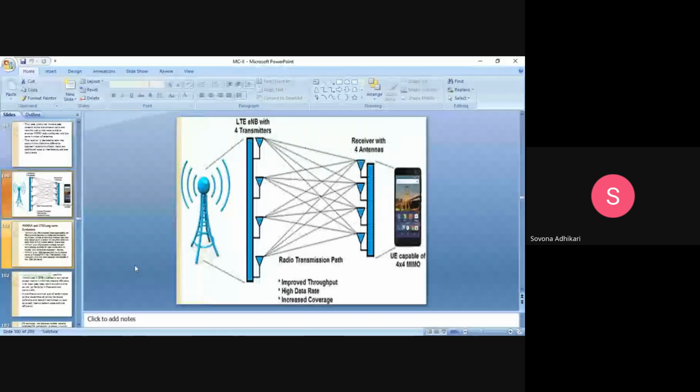You see here, there are the receiver, there are the transmitters, and data are sent with four different connections. Four paths are there, you see different transmission paths. So the data is split into four parts and sent to the receivers. Receiver receives it and they are only recombined. So the benefit you will get is improved throughput, obviously high data rate, and increased coverage.